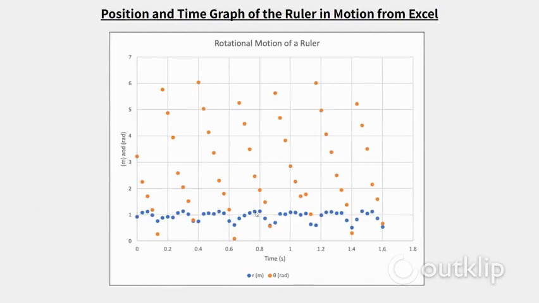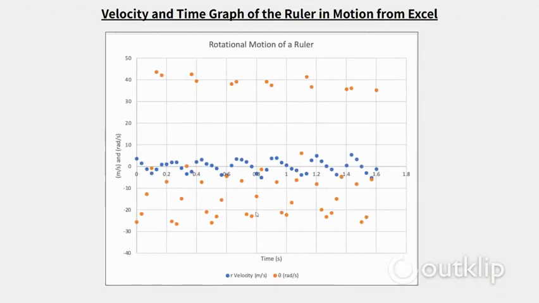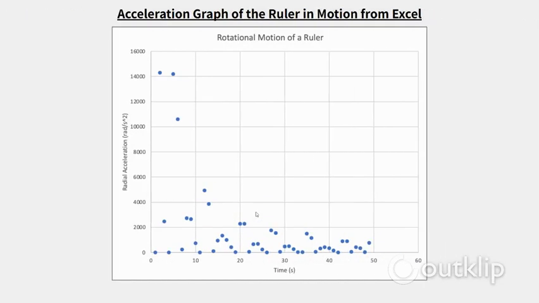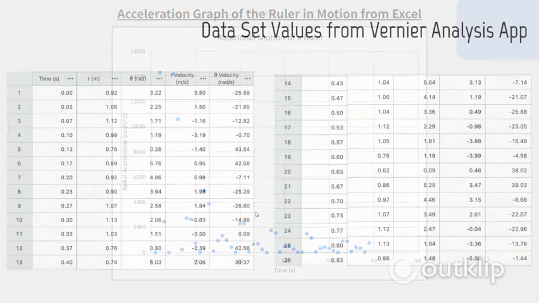On the next two slides, in comparison, it shows the position and time graph and the velocity and time graph of the ruler in motion using Excel. Both graphs look almost identical to the previous ones made using the Vernier app. In this next slide, however, we were able to graph the acceleration of the ruler in motion with Excel, and just by looking at it, it is clear that there is some inconsistency.